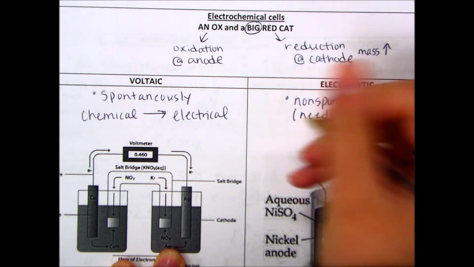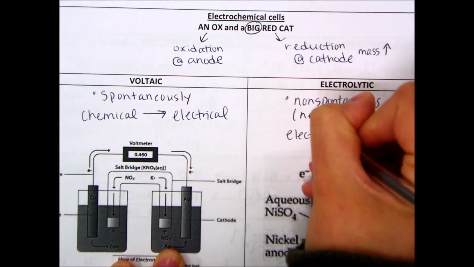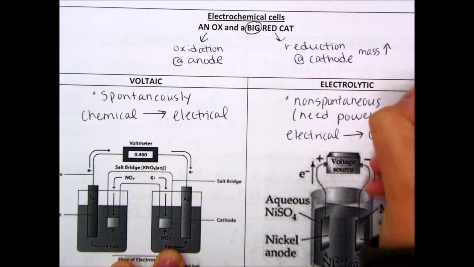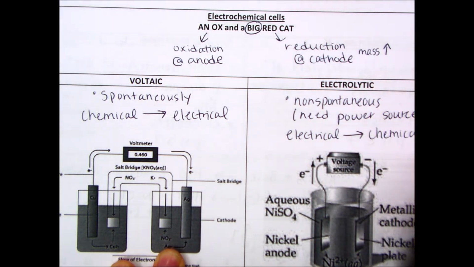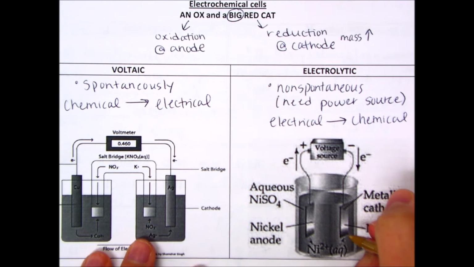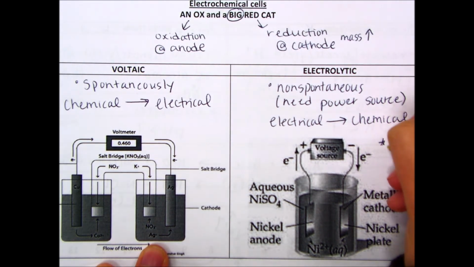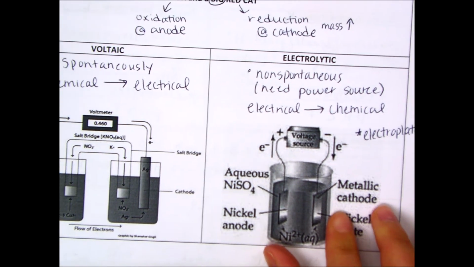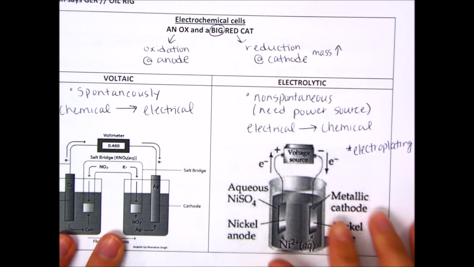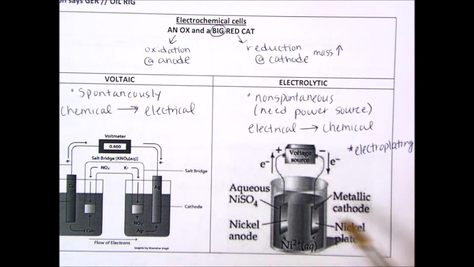And what it does with that power source is it takes that electrical energy and uses it to create a chemical change. So why would we want to do this? Well, an application would be for electroplating. Alright, so in electroplating, we can take a metal and actually coat it to the outside of a different metal. We can do this to create cheaper jewelry.